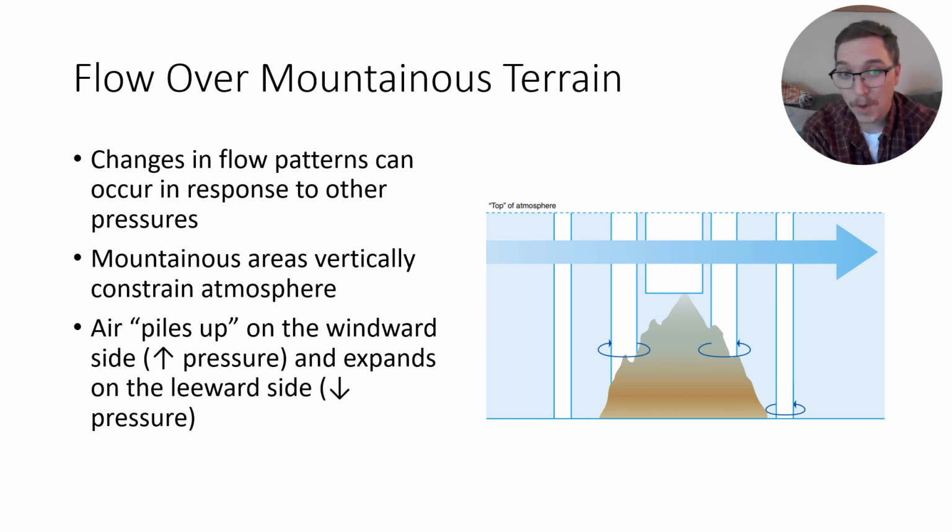So flow over mountainous terrains can have an impact on Rossby waves as well, because mountain areas vertically constrain our atmosphere. So air is piling up on the windward side, so you're seeing an increase in pressure. Expanding on the leeward side, you're seeing a decrease in pressure. So that impacts the way that our wind is moving as well.